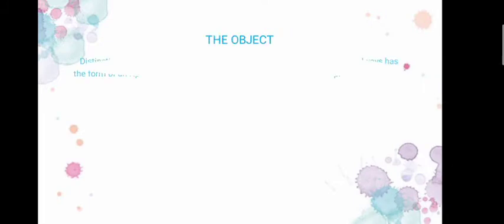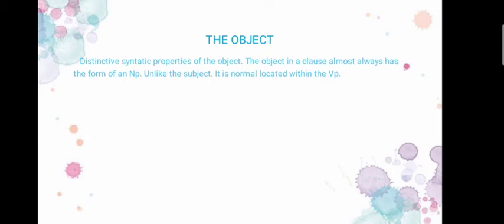The object. Distinctive syntactic properties of the object. The object in a clause almost always has the form of a nominal phrase. Unlike the subject, it is normally located within the verb phrase.